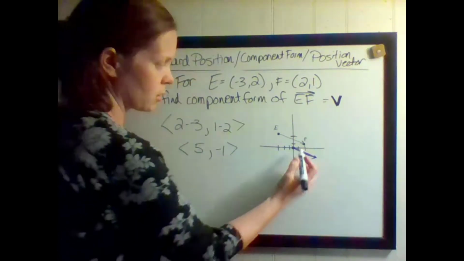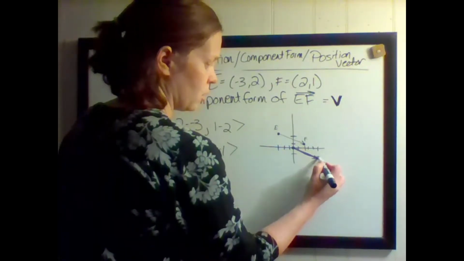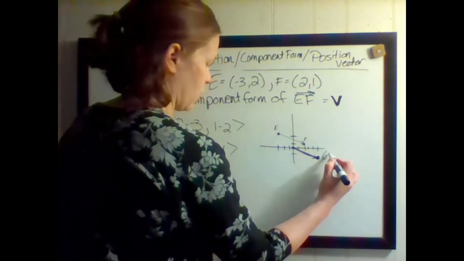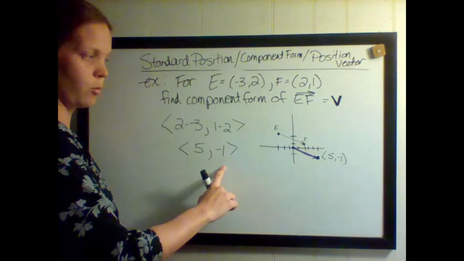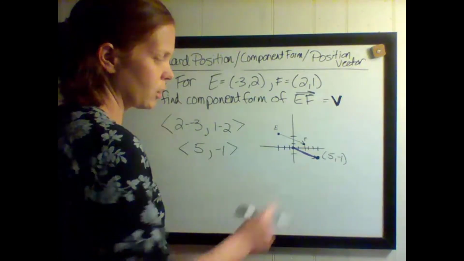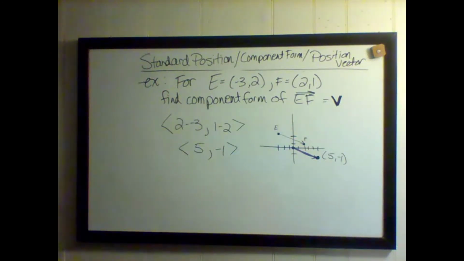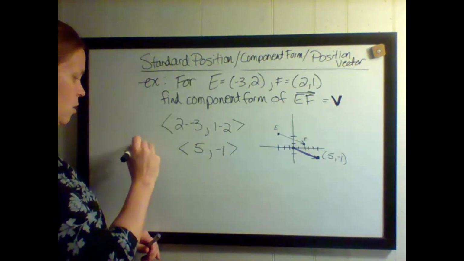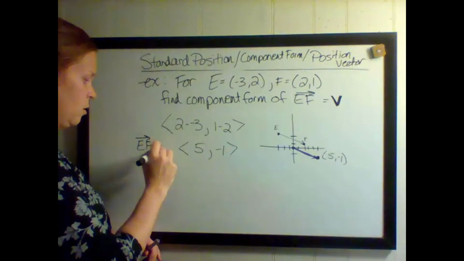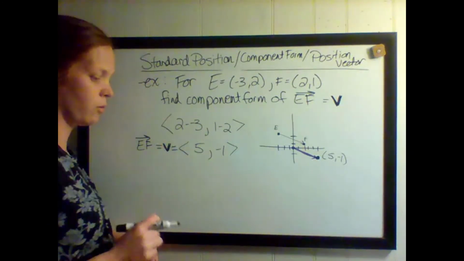So let's see if that makes sense. 1, 2, 3, 4, 5, negative 1. So ending here at the point (5, negative 1) is vector (5, negative 1). So in the vector notation, that means we started at (0, 0), and we go towards (5, negative 1). So this would be vector EF, or we'll call it vector V. Okay, so that's the component form.